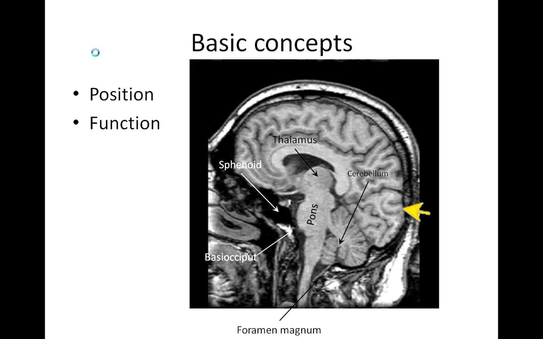In terms of its function, the brainstem is basically a pathway for descending and ascending fibers to pass through from the spinal cord to the brain, and it also is a relay center for nerves and vessels which supply the head and neck. And that's basically the basic set out of the brainstem.